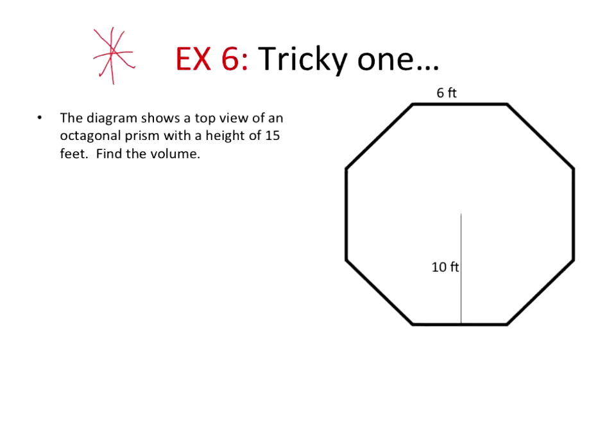So it says, this diagram shows a top view of an octagonal prism with a height of 15 feet. Find the volume. So really this is a 3D shape. They're only showing you as if you're standing over the shape and looking down on top of it. Does that make sense? It still actually has a height, which it tells us right here is 15. But it's not showing it to us in 3D. So it's saying, hey, here's the base.